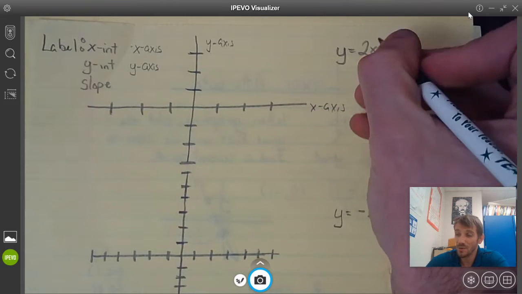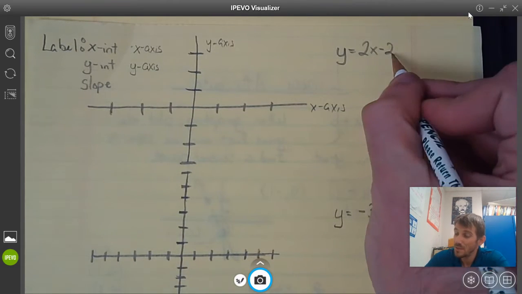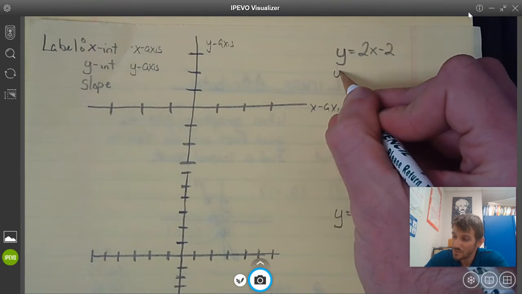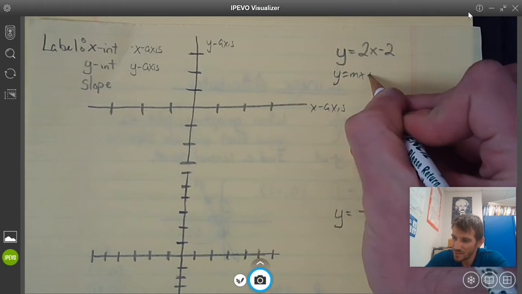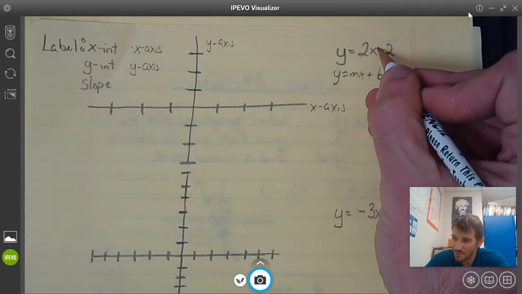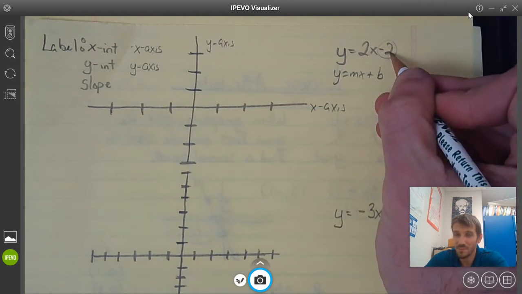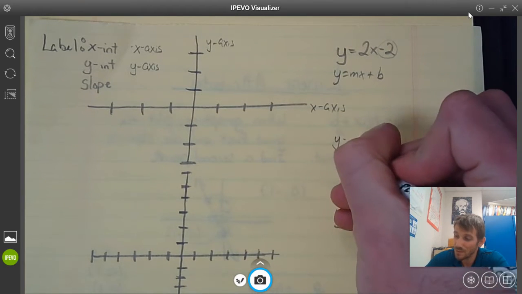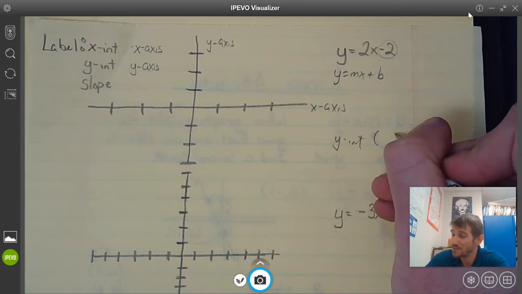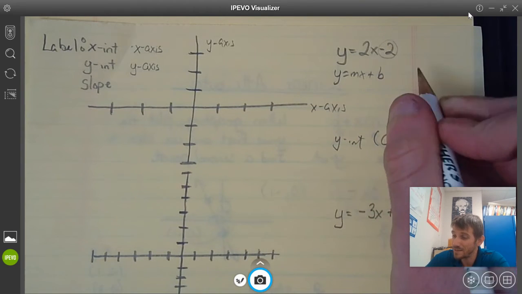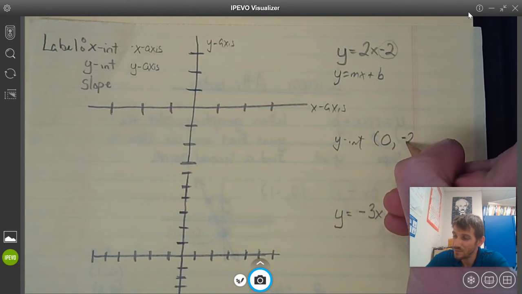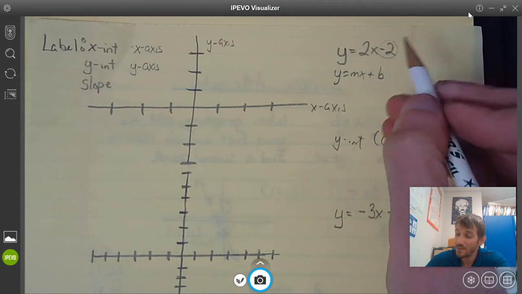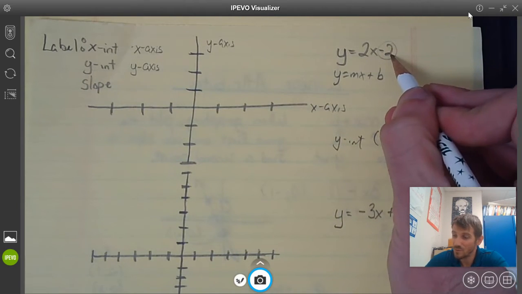Well, for right now, I don't know because I have to graph my line still. So y equals mx plus b. Give you a hint, you already know your y-intercept because it's plus b. So the y-intercept is at the point x is 0, y is negative 2. And we know that because where is negative 2 on the y-axis?